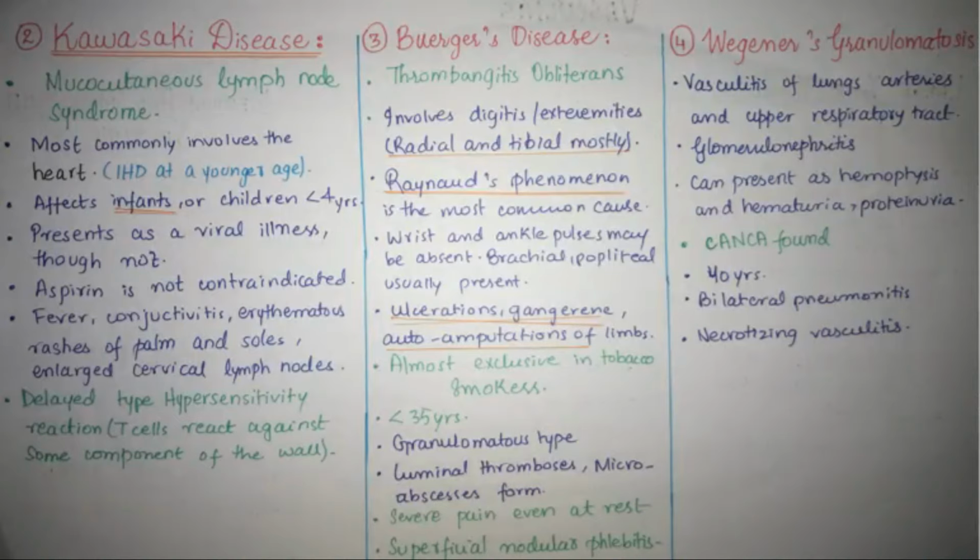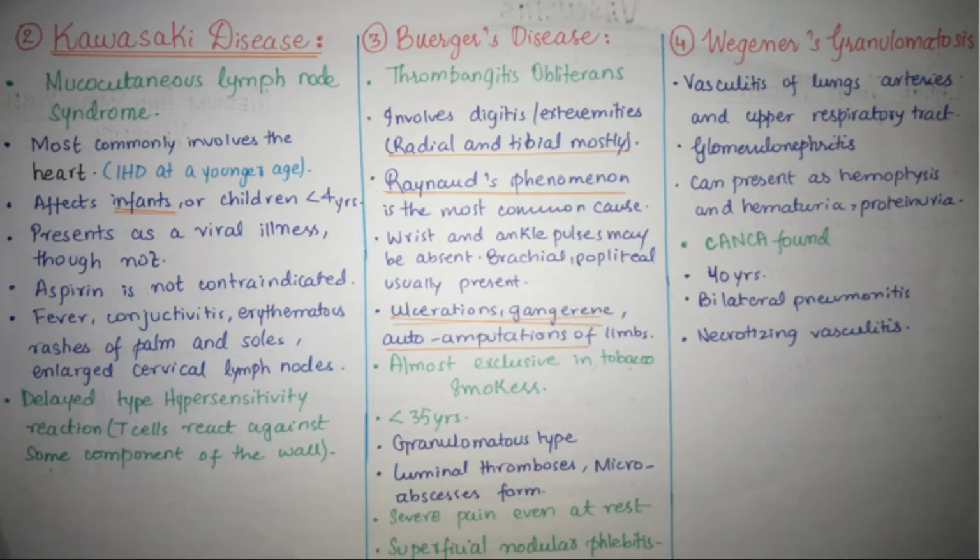Now next we have Buerger's disease, which is also known as thromboangiitis obliterans. Buerger's disease results in severe vascular insufficiency of the extremities, usually in the tibial and radial arteries. This leads to ulcer formation, gangrene, and even auto-amputations of the limbs and extremities. This acute and chronic inflammation of the medium-sized and small arteries can even extend to the adjacent veins and the nerves. Secondarily, this neural involvement is quite painful.